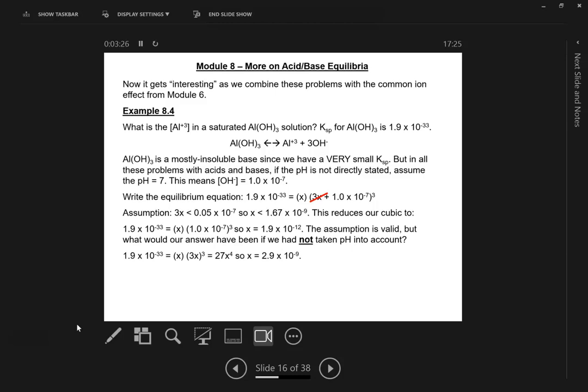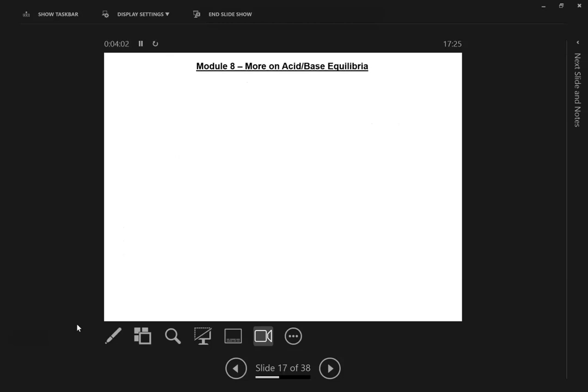Well, if we had not taken pH into account, then we would ignore the 1.0 times 10 to the minus 7th, and I end up with x times 3x quantity cubed. So that becomes 27x to the 4th. Divide both sides by 27, take the 4th root of that number, and I get 2.9 times 10 to the minus 9th, which is off by a factor of about 1,000. So this is why we need to take into account all the factors that we've got going on. All right, let's take a look at the next one.